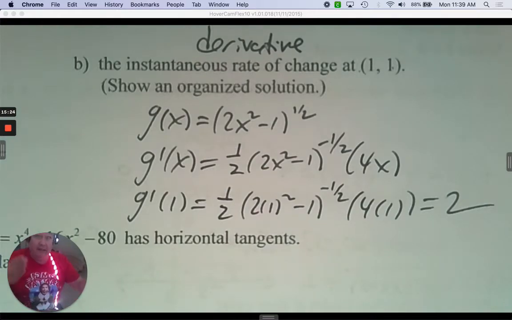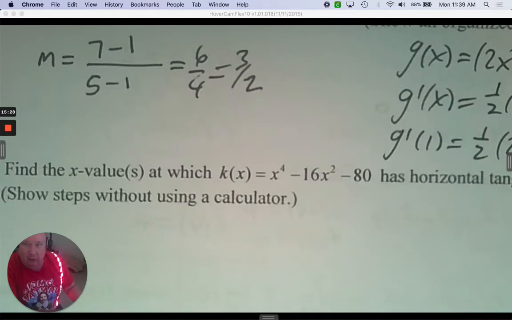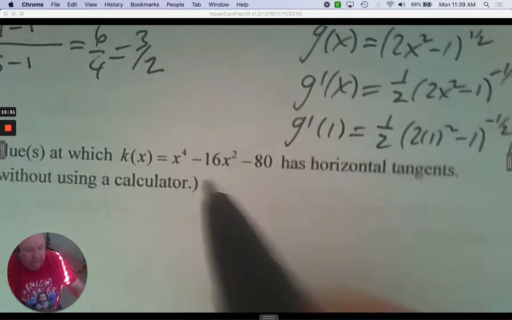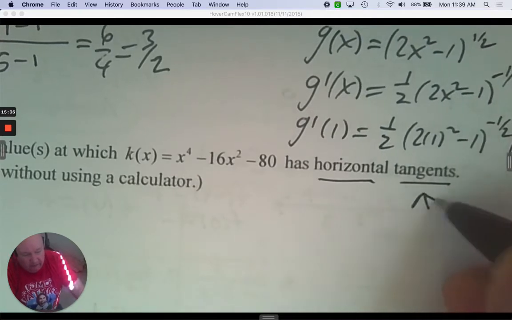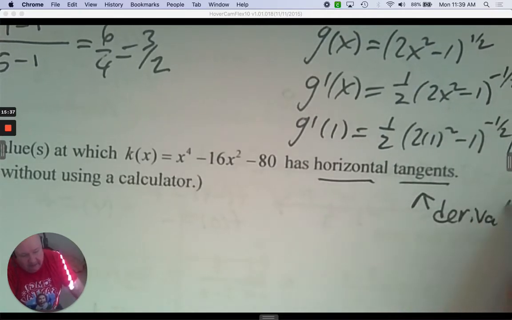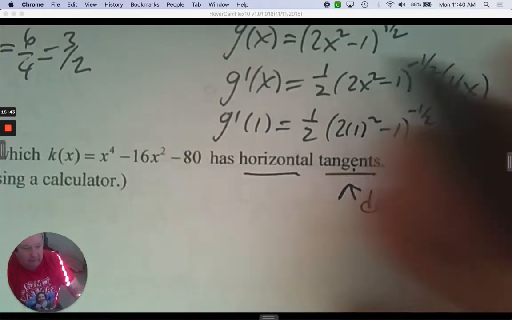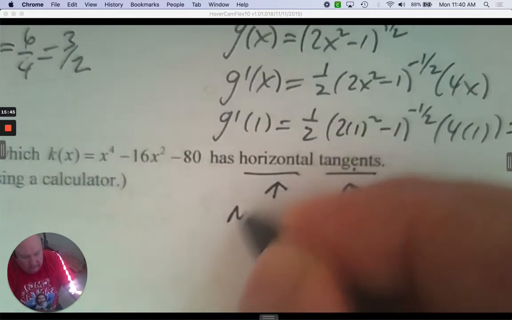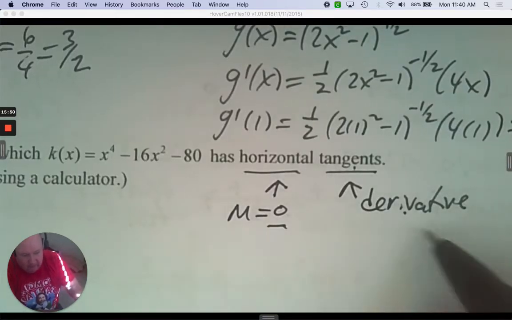Number 12, and again, press pause and try it. Follow along if you need help. Find the x values in which this function has horizontal tangents. So when I see the word tangent, it's telling me to take the derivative. So I'm going to do that first. When I see the word horizontal, it means the slope is equal to 0. Those are the two things I'm getting.